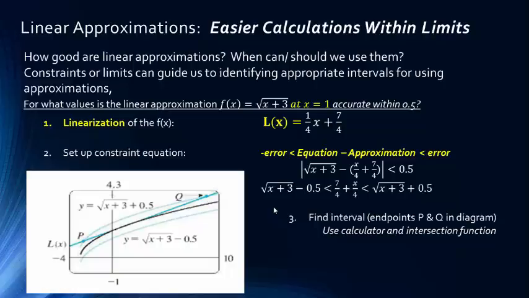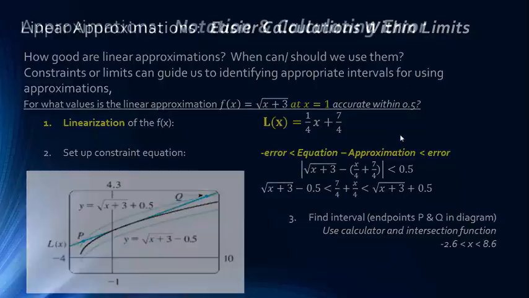Okay? When I do that, all I'm doing here is solving for x. I'm going to multiply by 4 and then get all my numbers on the same side. And what I eventually get is the intersection of these 2 points: negative 2.6 is less than x, which is less than 8.6. So as long as my x values are between negative 2.6 and 8.6, then my approximations are within the range that I've given here. Okay.